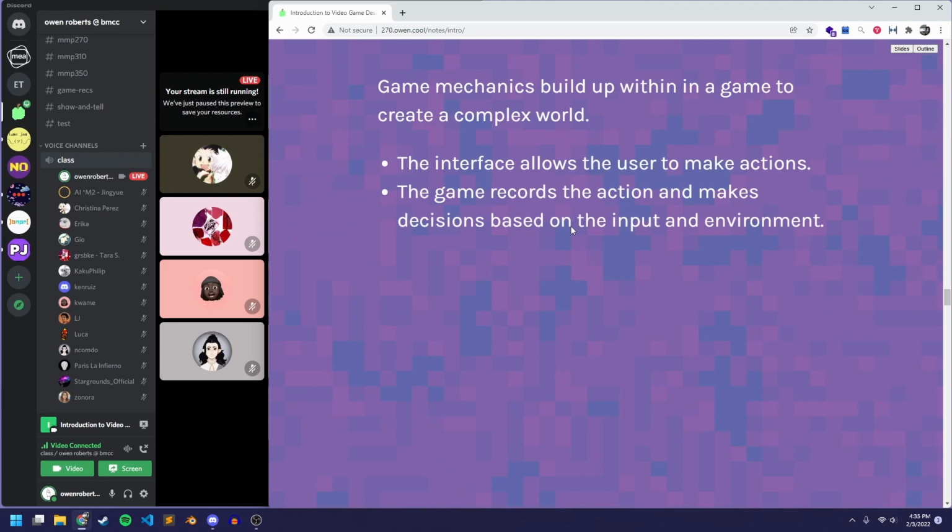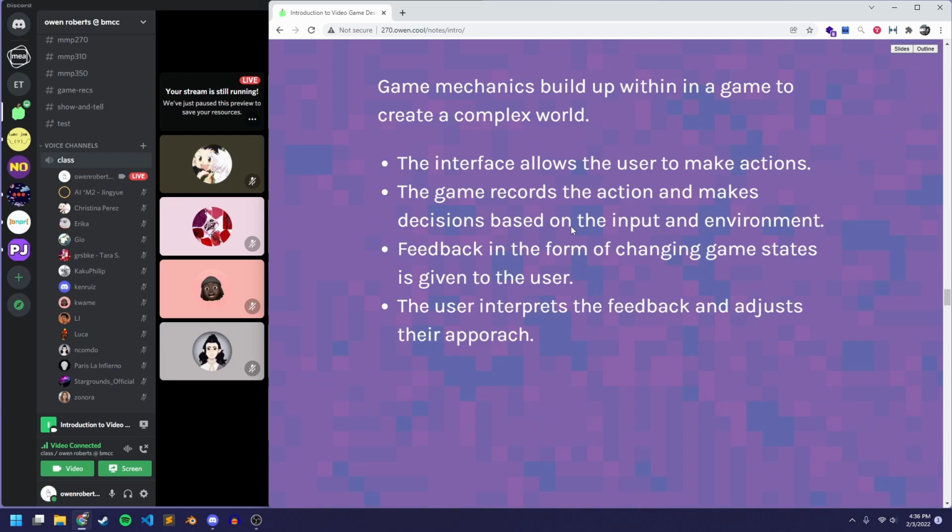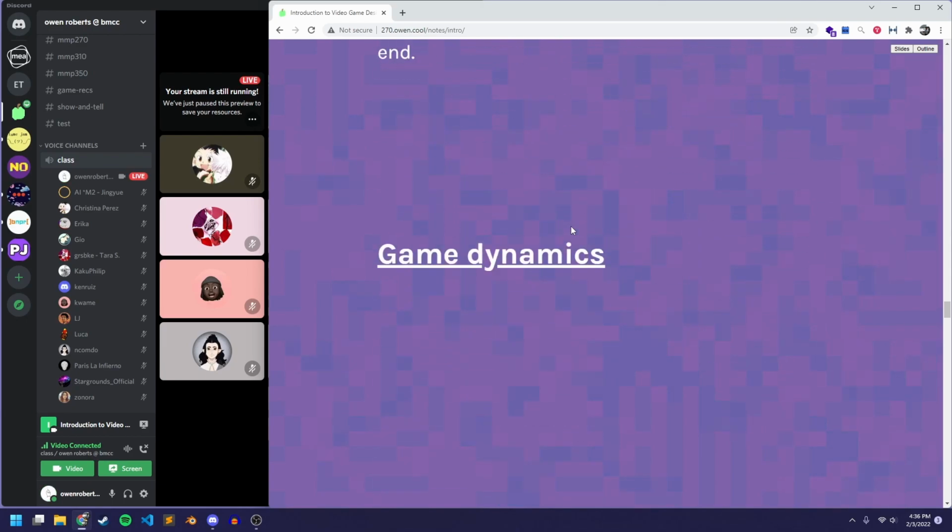So the game records the actions and makes decisions based on the input and then the environment. So still just talking about the feedback system. We hit whatever button we want to hit to walk or jump or throw something, and the game records that, and then it looks around at what's going on in the game, and then it makes some choices like, are you allowed to jump here? How high can you jump? And then it changes the environment. It changes what you see to show you the result of that. So feedback is that form of changing game states and is given to the user. And then, of course, the user interprets the feedback, adjusts their approach, and that's how the game continues.